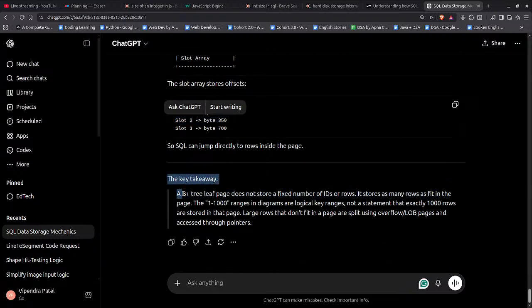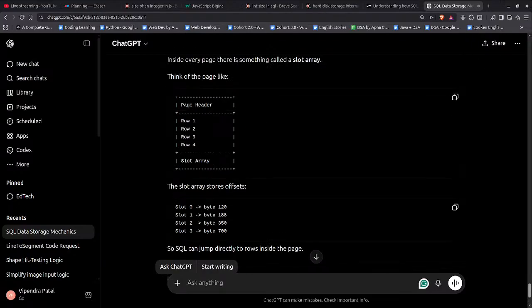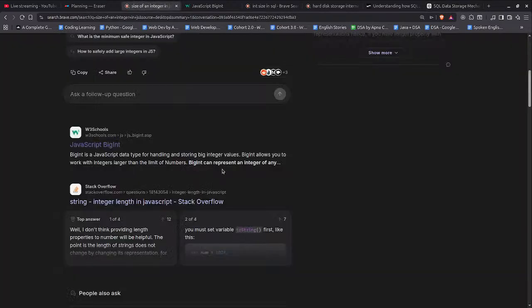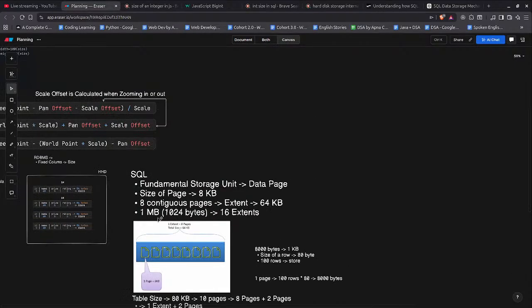The key takeaway: a B+ tree leaf page does not store a fixed number of IDs or rows. It stores as many rows as fit in the page, and the 1 to 1000 in diagrams are logical key ranges, not a statement that 1000 rows are stored in that page. Large rows that don't fit in a page are split using overflow or LOB pages and accessed through pointers. Makes sense. Coming back to this one, whatever we had to go through, we've gone through, and this is the normal range, and if it overflows, it will be handled by LOB and overflow pages.